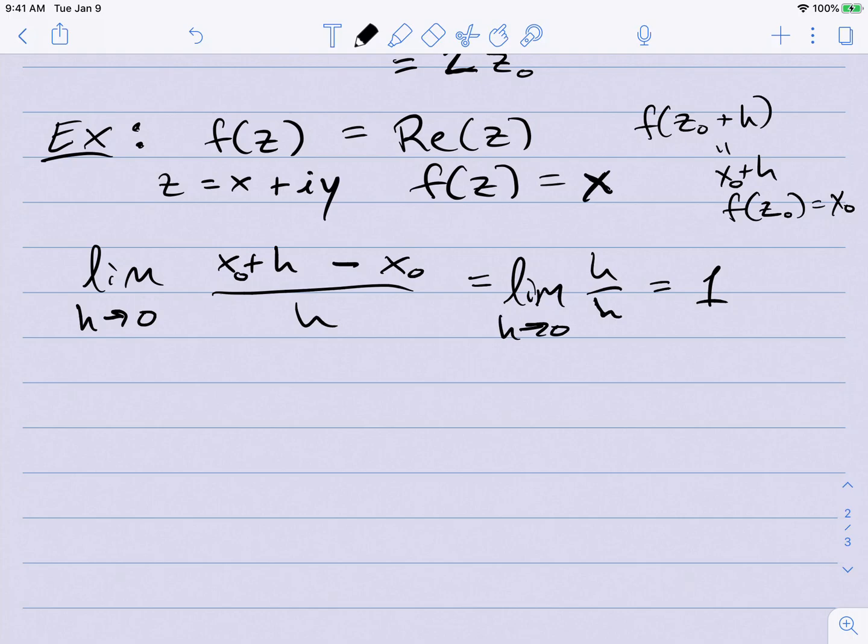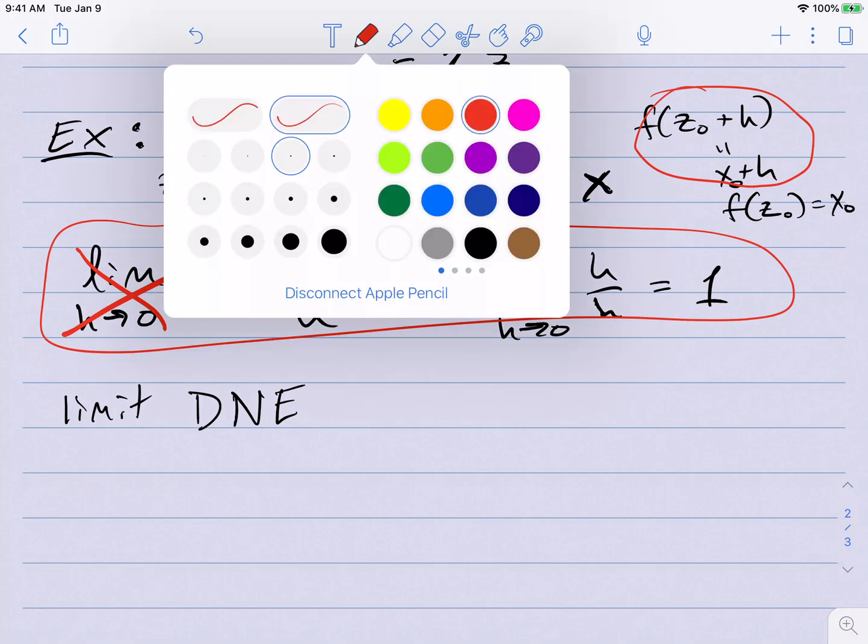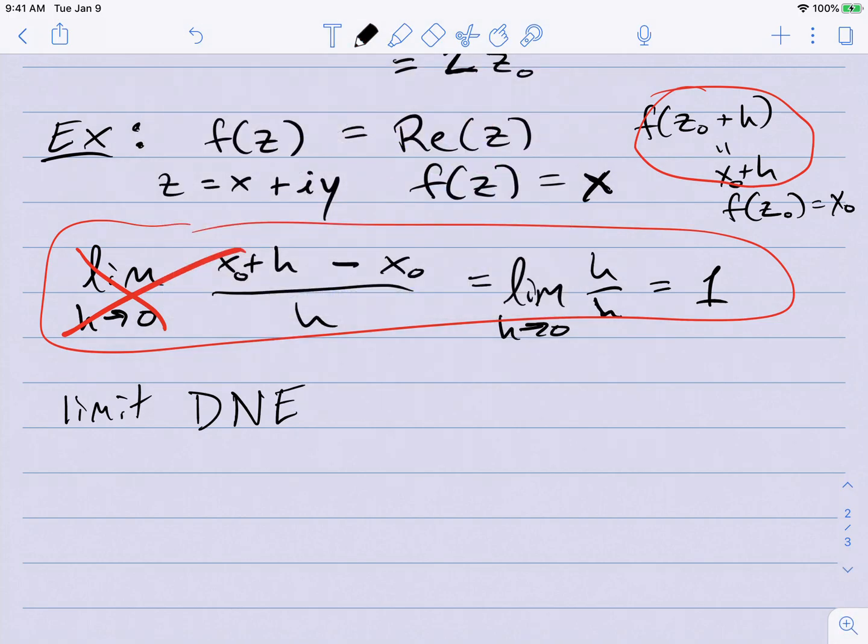I'm claiming that I made a mistake here. And the question is, where is it? So maybe pause the video for a moment and see if you can spot the mistake. But this is false. This part here. I claim actually that the limit does not exist. And the mistake was right here. And it really came from forgetting that h is a complex number.